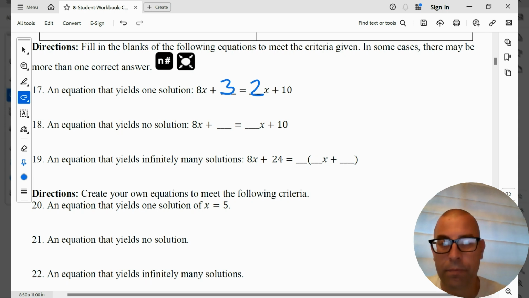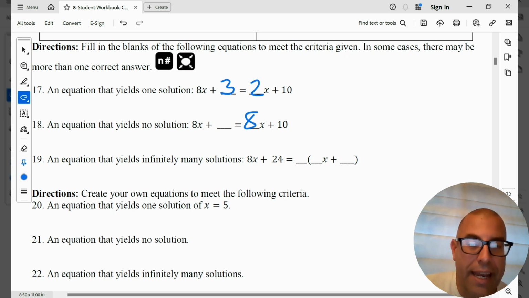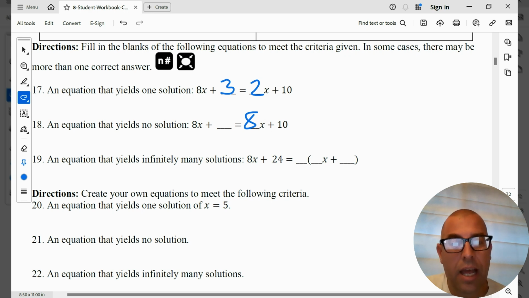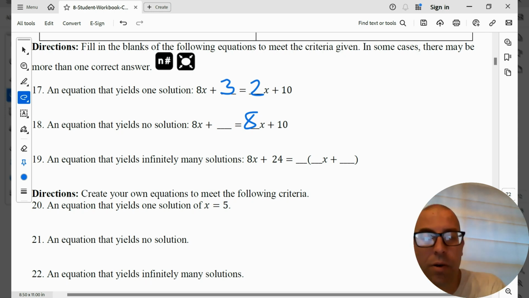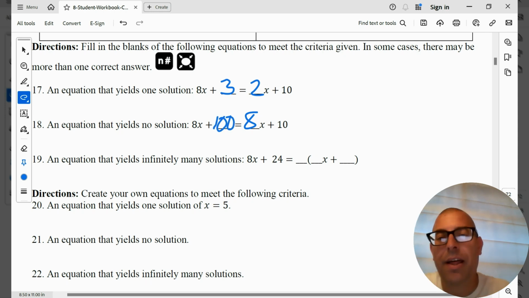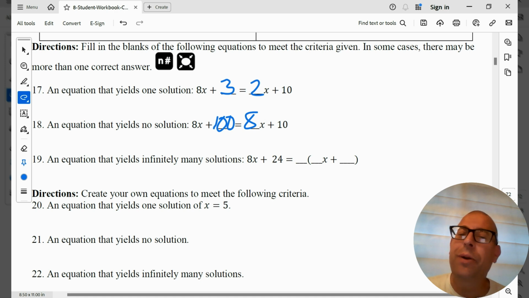Now, no solution. We need the x's to go away. So if I have an 8x over here, I need an 8x over here. And because I want no solution, I want it to be a false statement, so I don't want the numbers to be the same. I can make it like 100. That'll mean it's no solution. Now, if you're like, I'm not really following you here, that's why we're talking through it. As you start to see more, you're going to start to recognize it sooner, which goes back to why at the beginning of the video I said let's actually solve it right now. We do want you to start to see them.